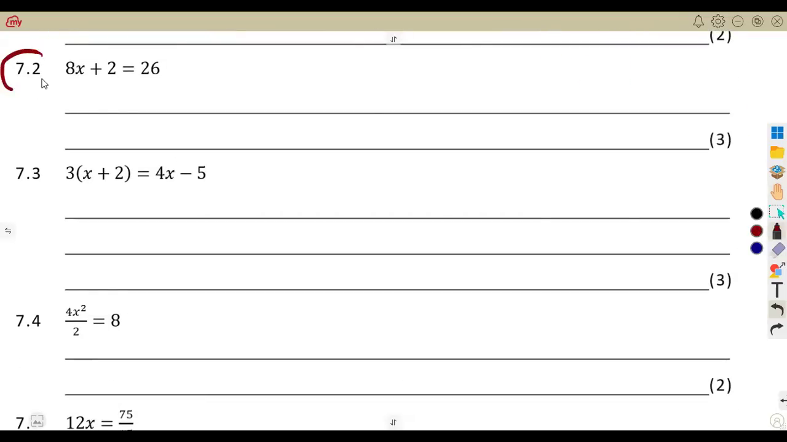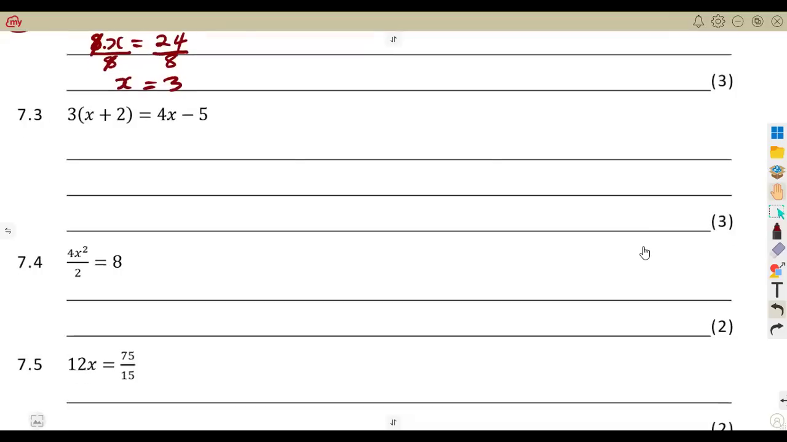Again, it is to solve for x. 8x plus 2 is equal to 26. Simply take the 2 to the other side. It will be a minus there, so it will be minus 2. So meaning to say 8x is equal to 26 minus 2, which is 24. So dividing by 8 both sides, just from the multiplication that we had before, we are going to obtain a 3. 24 divided by 8, which is a 3.